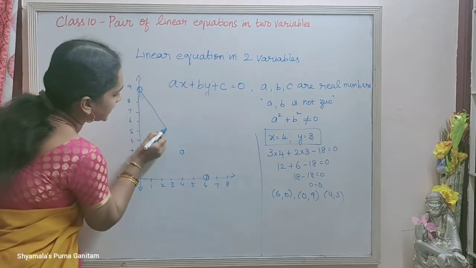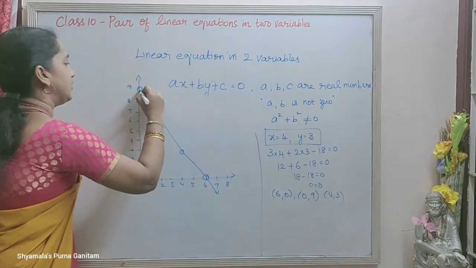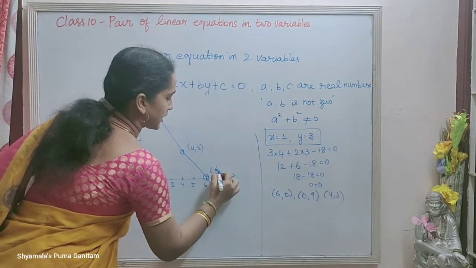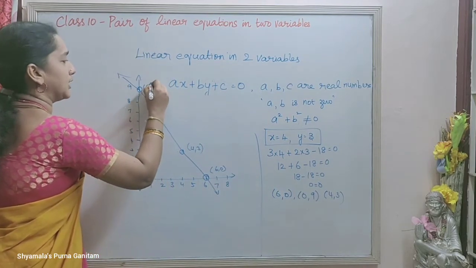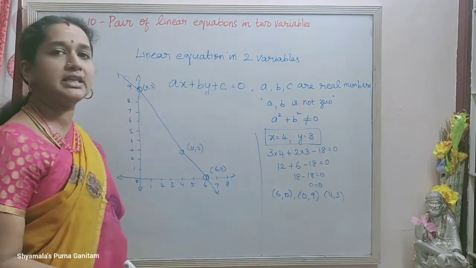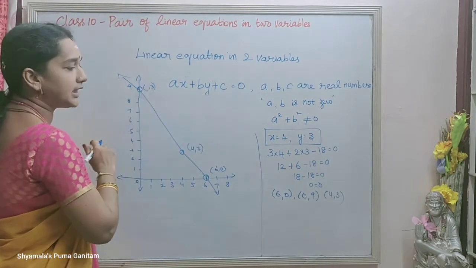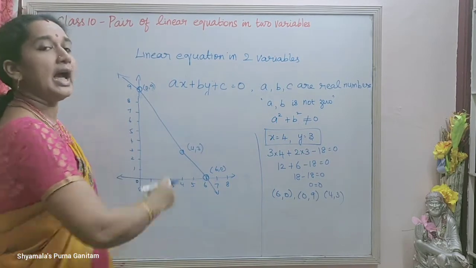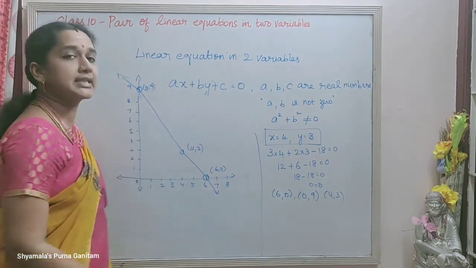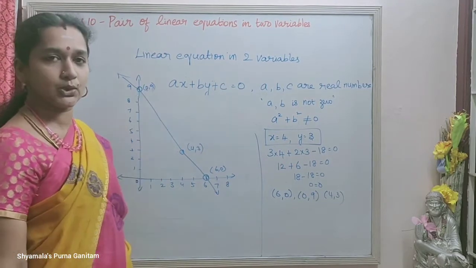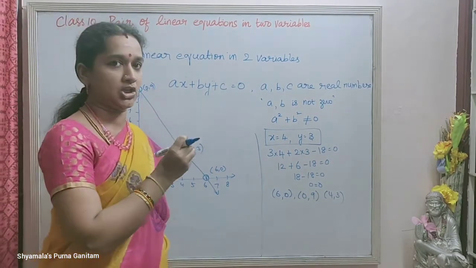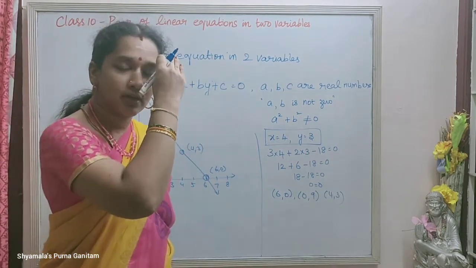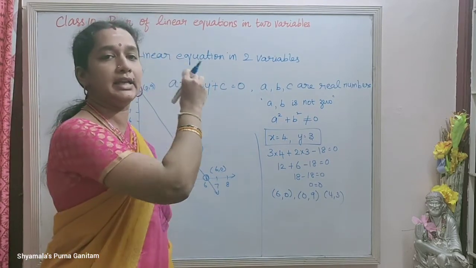So when you join these 3 points, this one is (4, 3), this one is (6, 0) and this one is (0, 9). So when you substitute all these solutions in a graph and when we join it, we will get a straight line for the given solution. So for a linear equation, when we are plotting it in the graph, we will get a straight line only. So in those straight lines only, we will be getting the solutions.